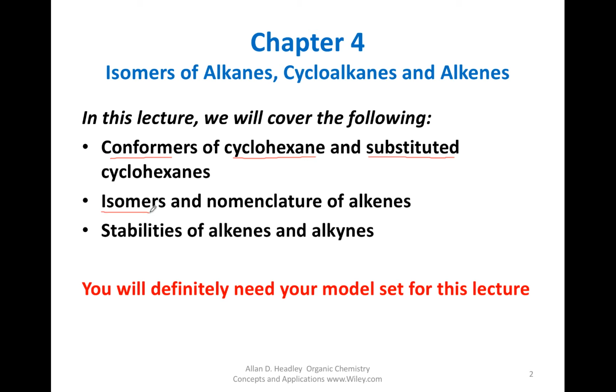Then we look at isomers and nomenclatures of alkenes. That's a double bond. And lastly, we look at the stabilities of alkenes and alkynes. Notice again, alkynes, that's a triple bond. Alkenes, that's a double bond. So again, for this lecture, you'll need your model set. So I would suggest pause the video, go and find your model set and also your periodic table, and then you can come back.